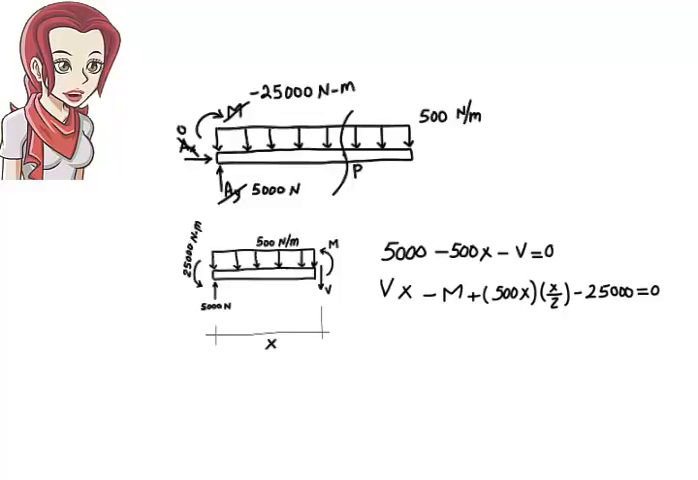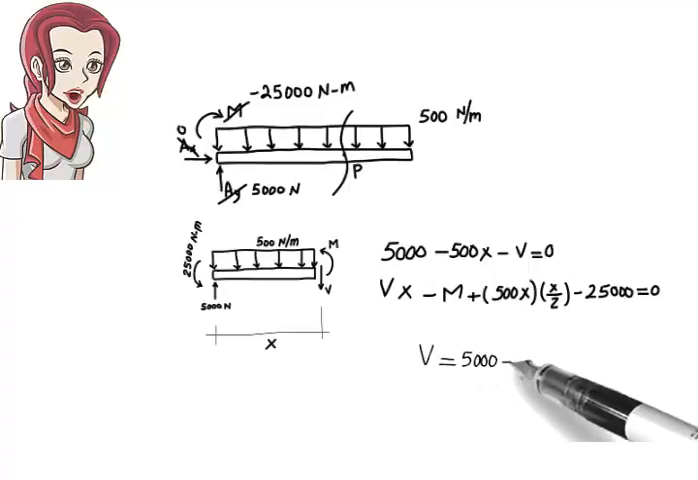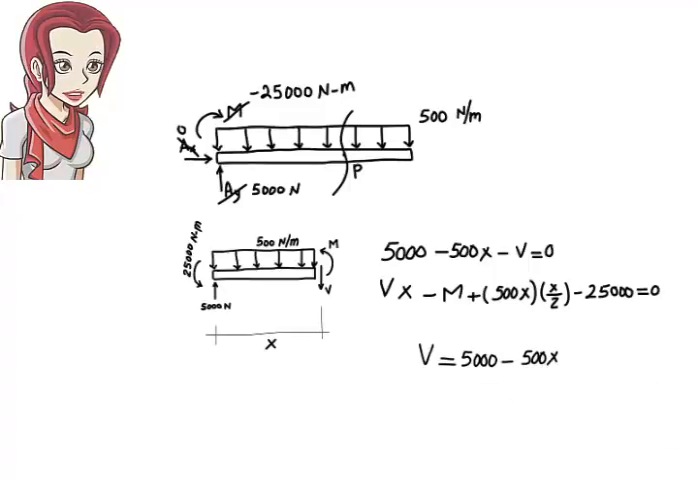Just like the first equation, here 500 times x is the area of the rectangle representing the distributed load. x over 2 is the distance from the center of the area to point A. Hence, the product gives the moment of the distributed load about point A. Solving these equations for V and M in terms of x, we get V equals 5,000 minus 500x. M equals 5,000x minus 250x squared minus 25,000.